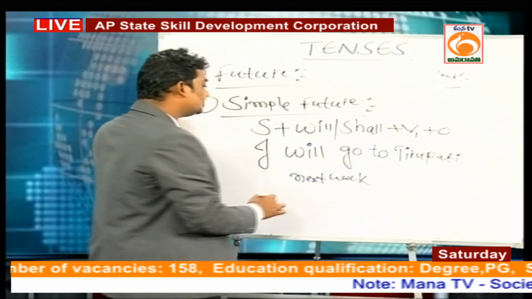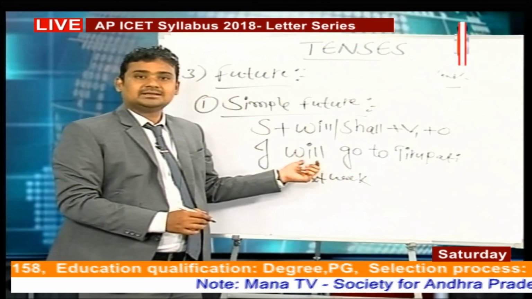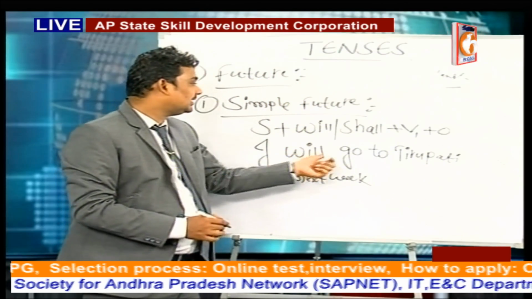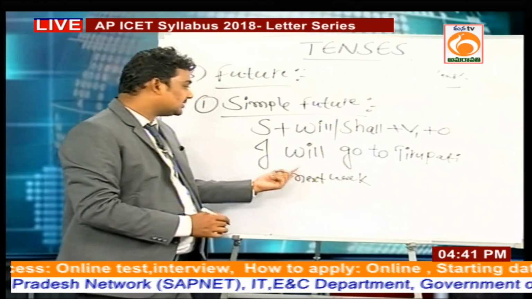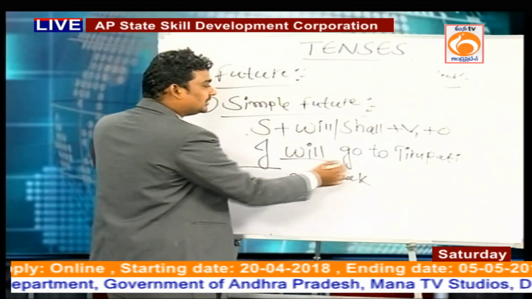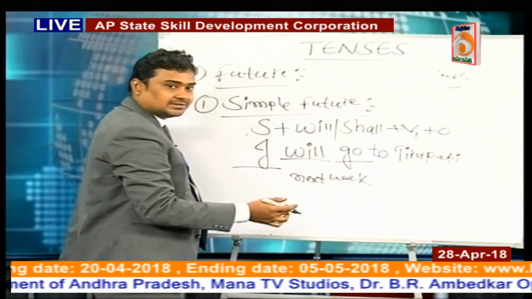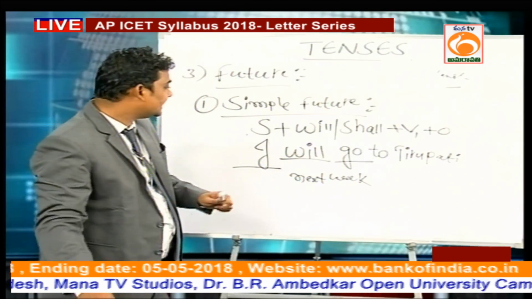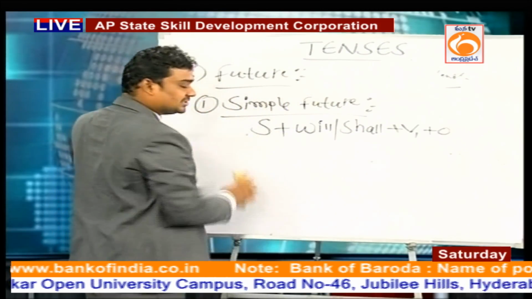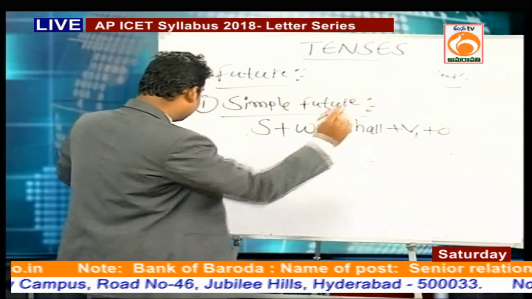This example explains that it will happen. This action or event is in the future time. I will go to Tirupati next week. I is the subject, will is the helping verb, and go is the V1 form of the main verb. The next example, I use shall. You can see here carefully.